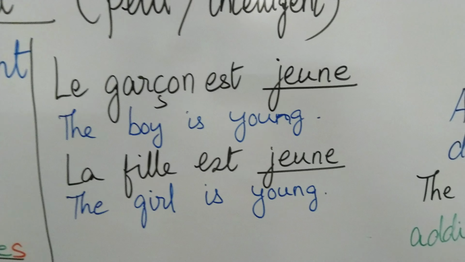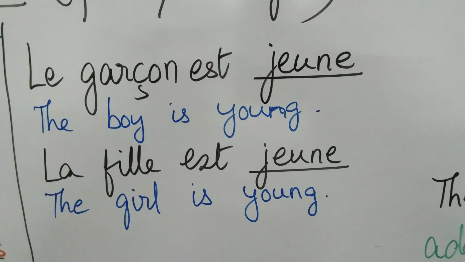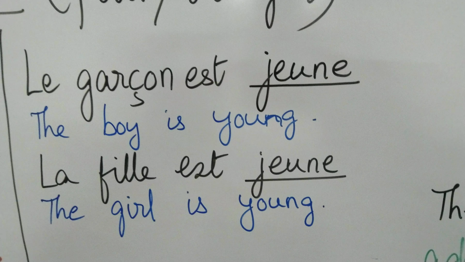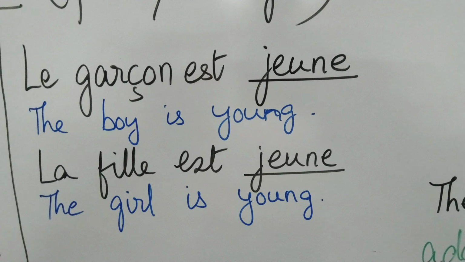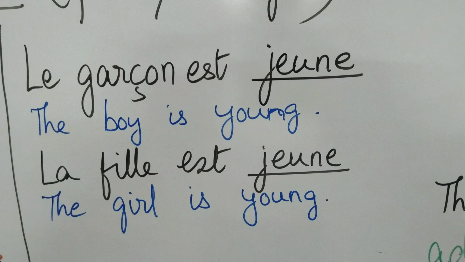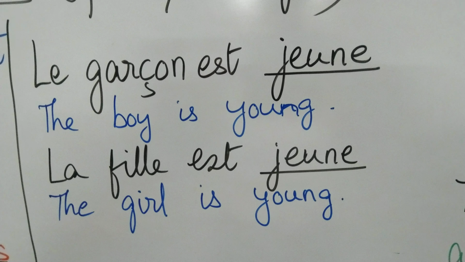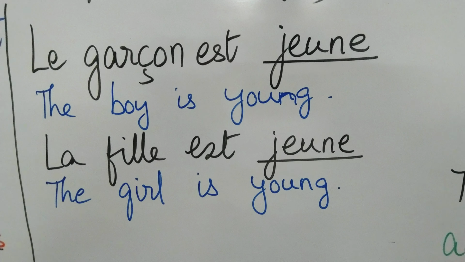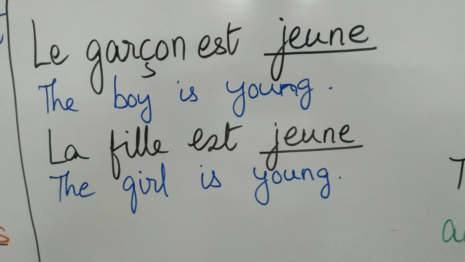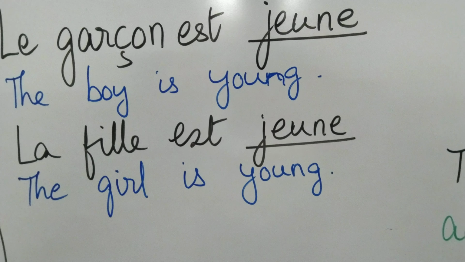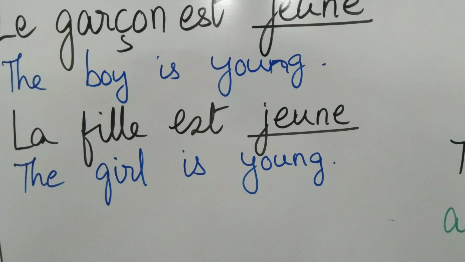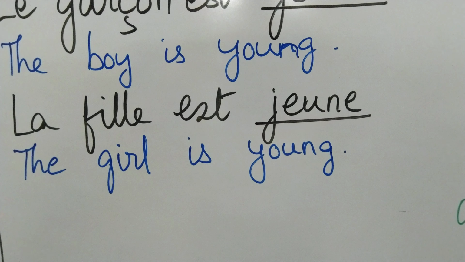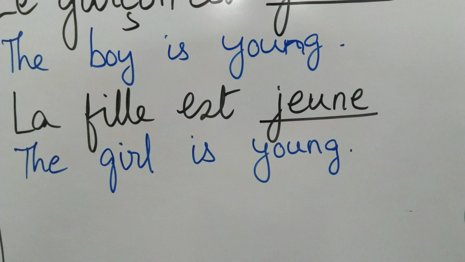Now let's take up two examples with the adjective jeune. Le garçon est jeune. The boy is young. The form that is given is always the masculine singular form. Garçon is masculine singular because LE is used before it, and LE is always used before masculine singular nouns. So when the noun is masculine singular, the adjective will also be in the masculine singular form. You look at the second example, la fille est jeune. The girl is young. Fille is feminine singular, LA is used before it, so definitely it's feminine singular.